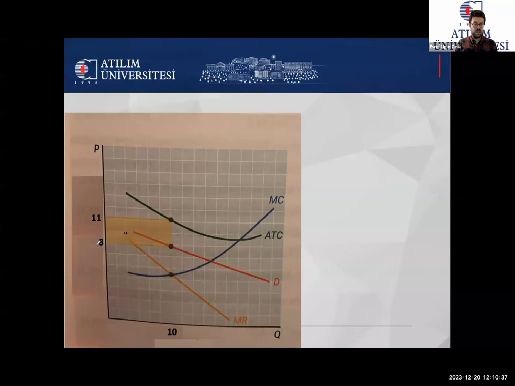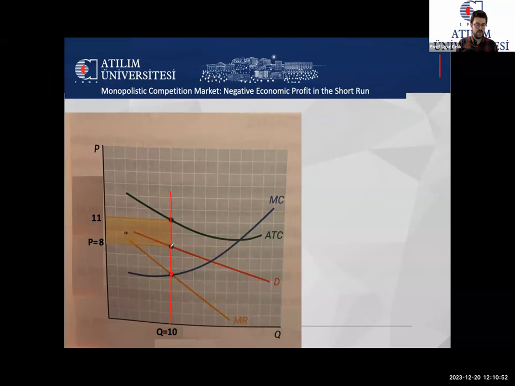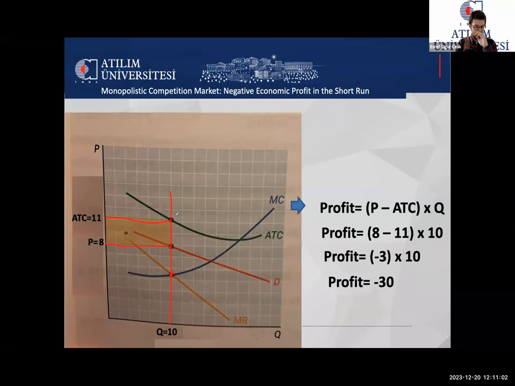And another question. Find the marginal cost and marginal revenue. Then draw the direct line. The bottom part shows the quantity. The intersection point with demand shows the price. The intersection point with ATC shows ATC. Then you can calculate the profit or other things. Okay, last slide.